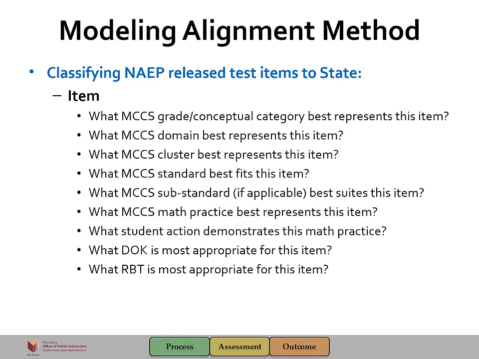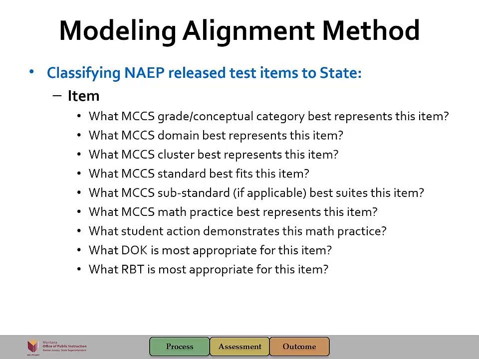Now we're going to model the alignment method used in POW instruction, so what we're really doing is classifying NAEP release items to the state standards. To align high-quality NAEP items to the Montana Common Core standards, we need to have an in-depth and comprehensive understanding of the cognitive demands items require of students. By going through this POW process, you will learn the nuances of the college and career-ready standards, as well as the considerations that should be attended to with these items.